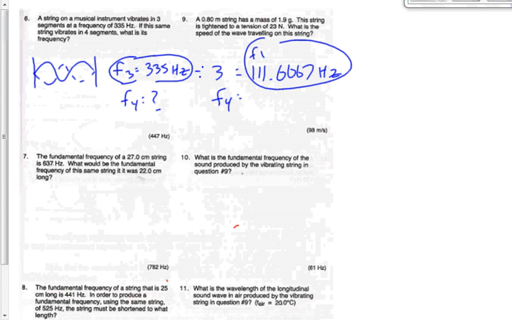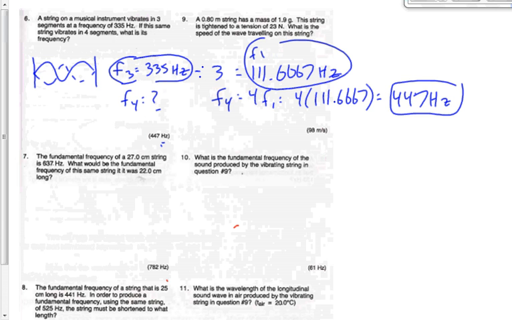The frequency of the fourth harmonic is 4 times the frequency of the first, so it's going to be 4 times 111.6667, which is going to give me about 446, I'm thinking. Oh, 447. 447 hertz. Is that okay? So we didn't end up needing to use the equations we derived at all, other than recognizing that the third harmonic is 3 times the first, and the fourth harmonic is 4 times the first.